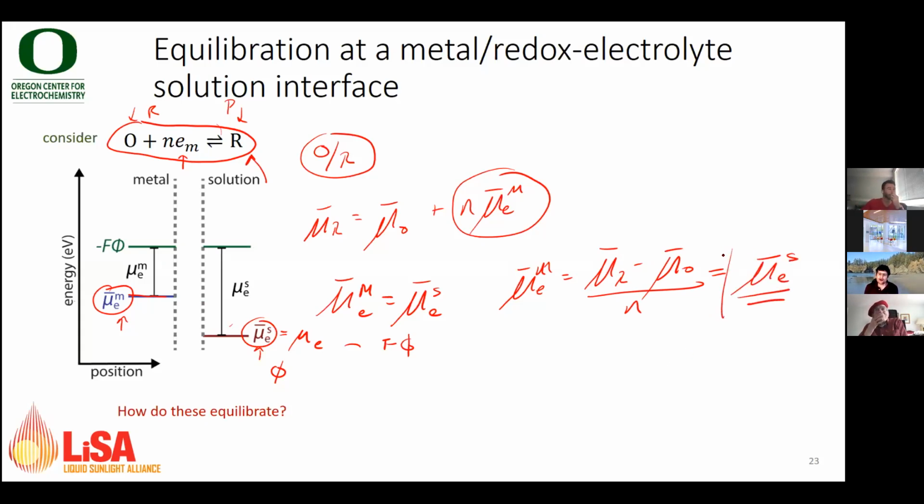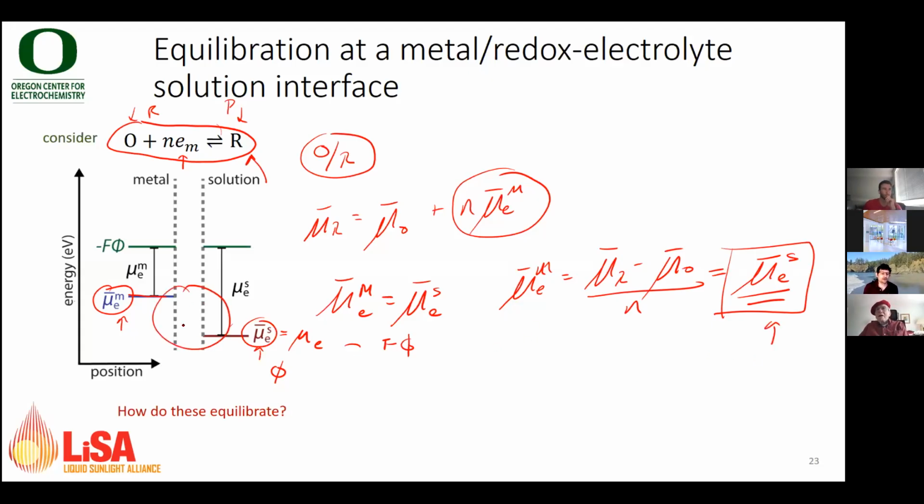So we can define an electron Fermi level in the solution, even though there are practically no electrons. Of course, there is some probability of finding a free electron. It's not zero. So we can define that. Okay, we can define that.